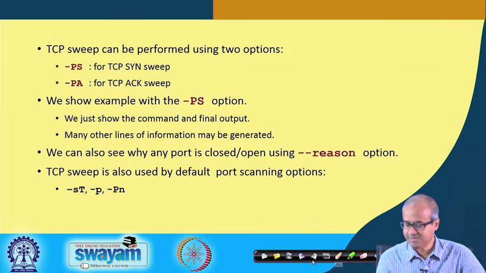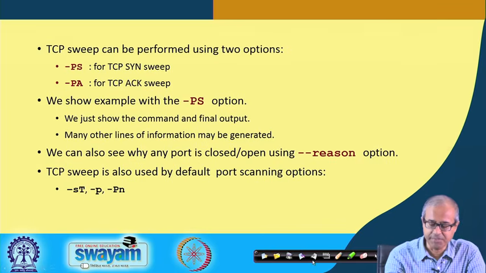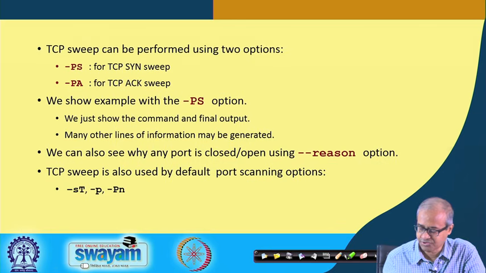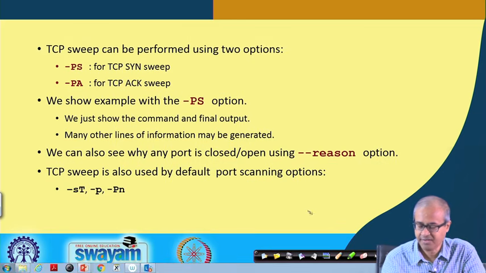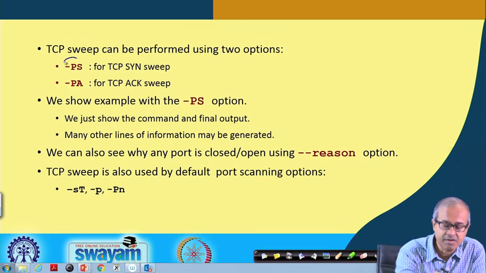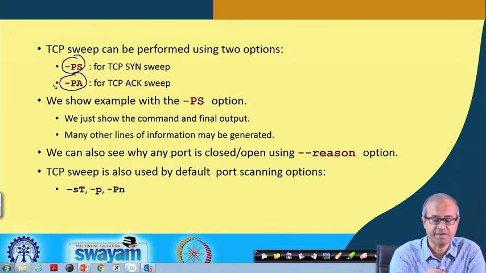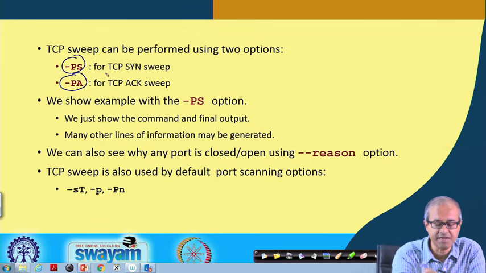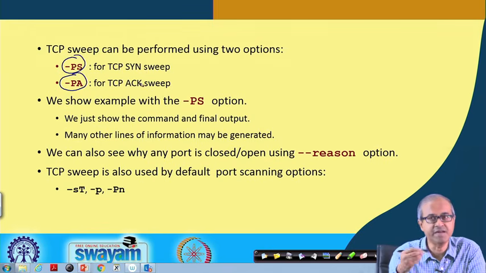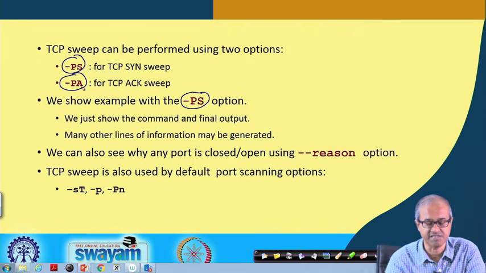So, for TCP sweep, there are two different options you can use: -PS or -PA. -PS is used for TCP SYN, it will be sending a TCP SYN packet, and -PA will be sending a TCP acknowledgement packet. We will show some examples with the -PS option; -PA will be very similar.